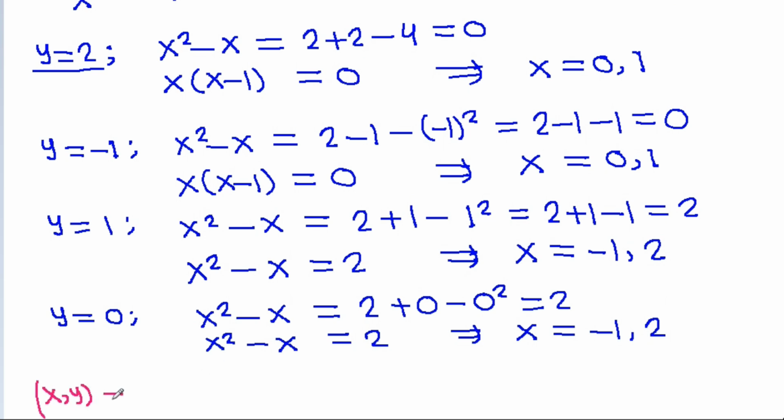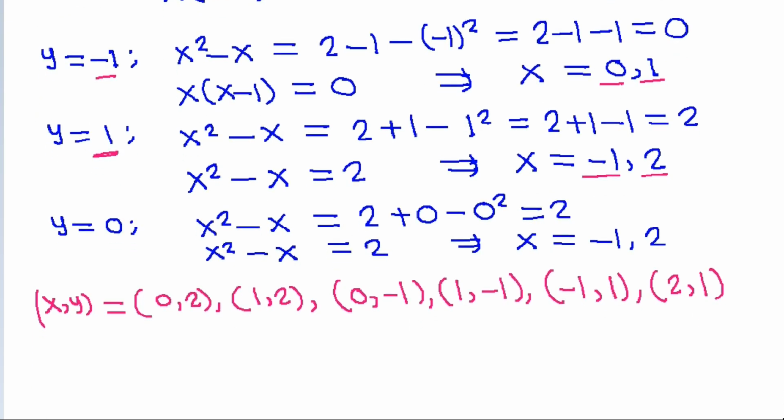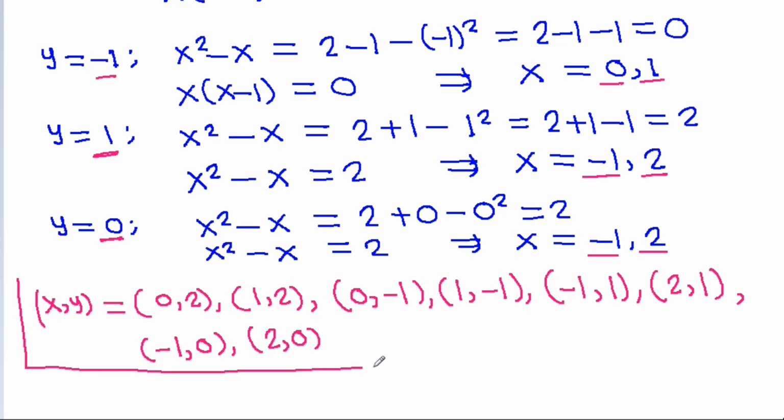So (x, y) is equal to x is 0 and y is 2, and x is 1, y is 2, and x is 0, y is minus 1, and x is 1, y is minus 1, and minus 1, 1, and 2, 1, and minus 1, 0, and 2, 0. These are the 8 values of x and y.